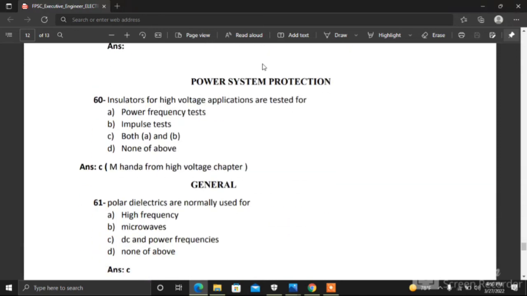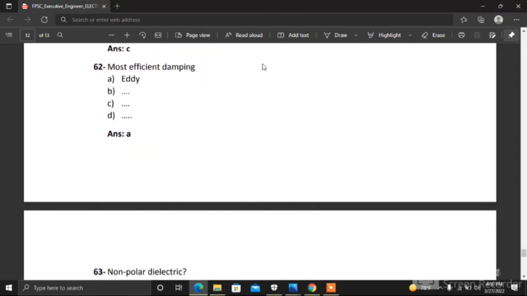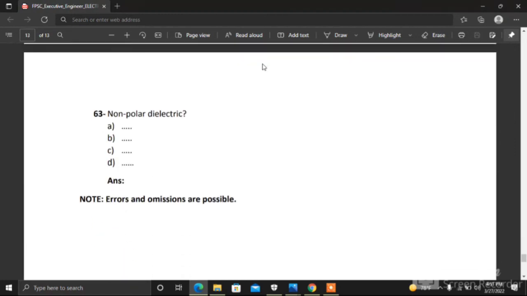And here comes the power system protection. Insulators for high voltage applications are tested for, correct option is C, power frequency tests and impulse tests. Polar dielectrics are normally used for, correct option is C, DC and power frequencies. Most efficient type of damping is eddy current damping in motors. Non-polar dielectric includes methane and benzene, etc.